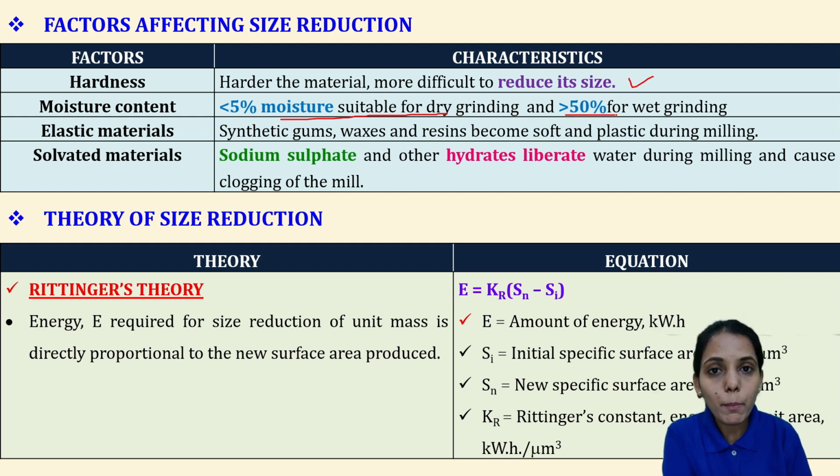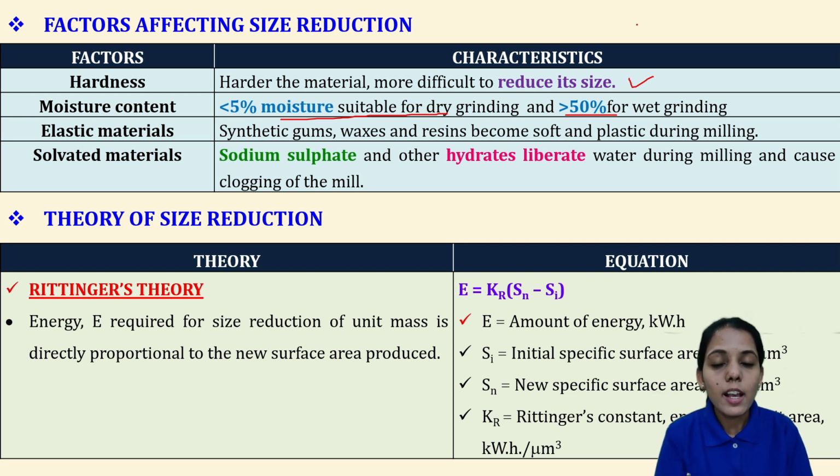So depending upon whether the material is dry or wet: dry means less than 5%, then we can go for dry grinding. And if it contains more moisture, like more than 50%, then we will go for wet grinding. So this is about the moisture content.